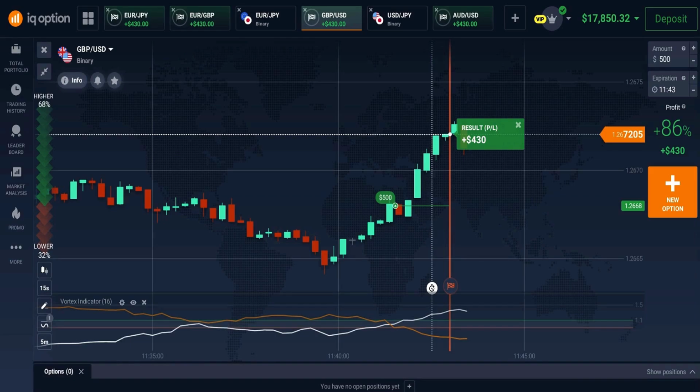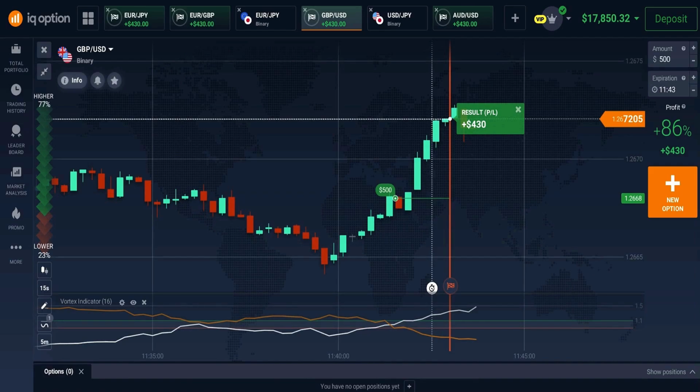So before you trade with real money, make sure to practice this strategy on your demo account first. Build confidence, test different market conditions, and sharpen your entries.